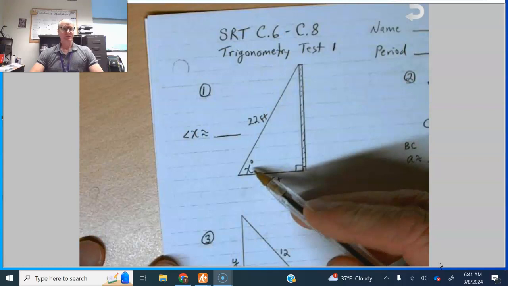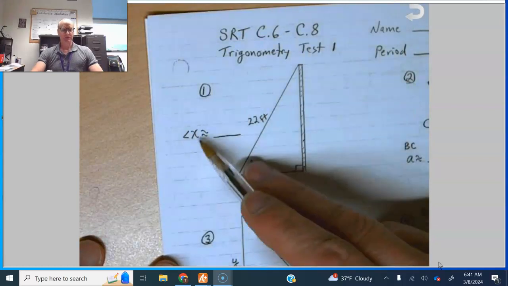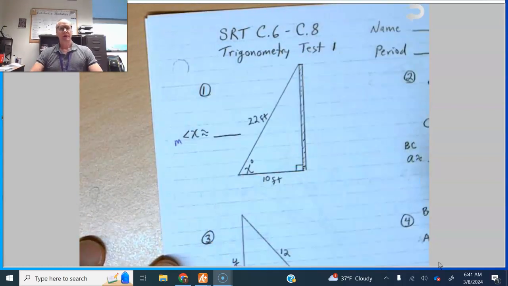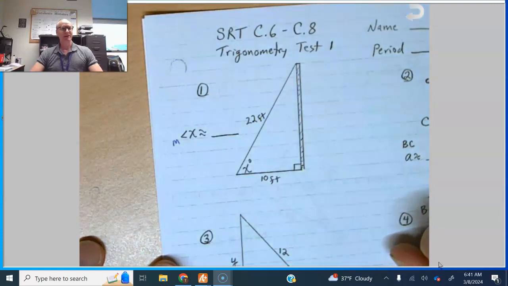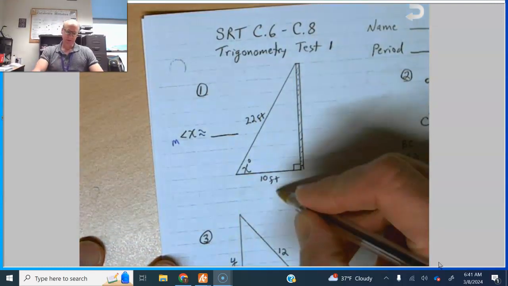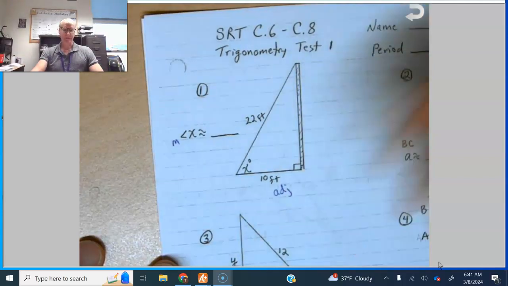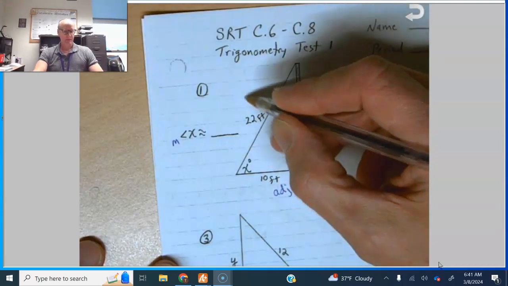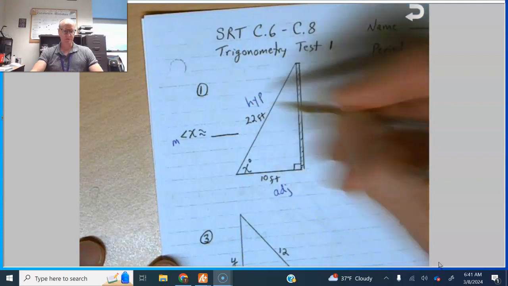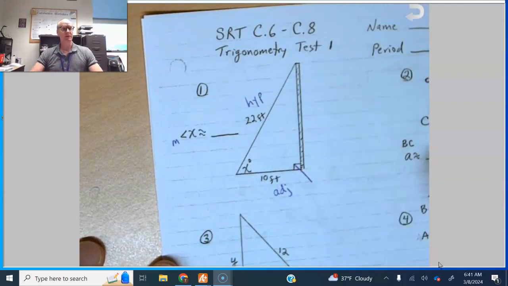This is our reference angle x, and we want to find the measure of angle x. And so we need to identify our sides. This is the adjacent side. This, of course, is the opposite side. And this is the hypotenuse. Remember, the hypotenuse is always across from the right angle.